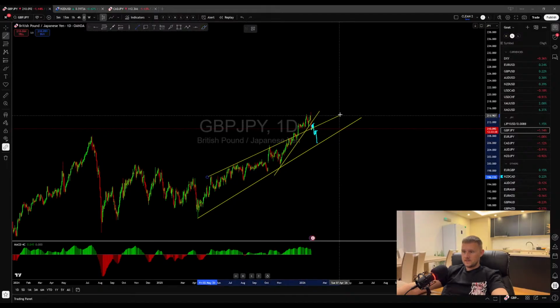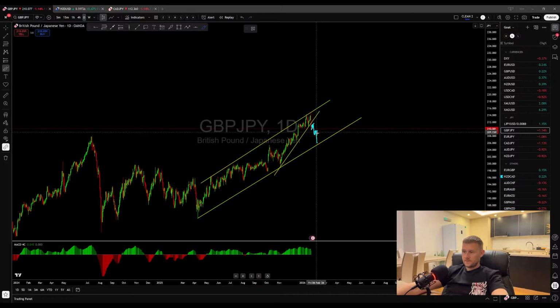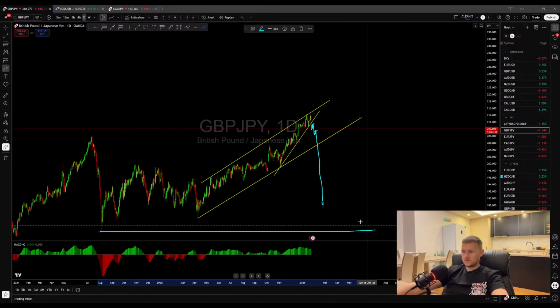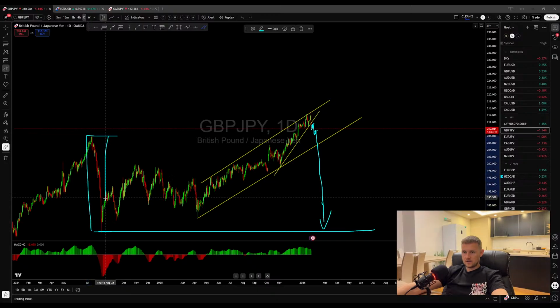But this channel can break down anytime soon. This one can break down over there anytime soon. So if you catch any sells, it's really worth holding them. We can go all the way back to this low as well, so the move can be huge. We can anticipate something like that. This is the move we can have and see on JPY pairs. Japanese yen pairs are showing that potential. It is there.